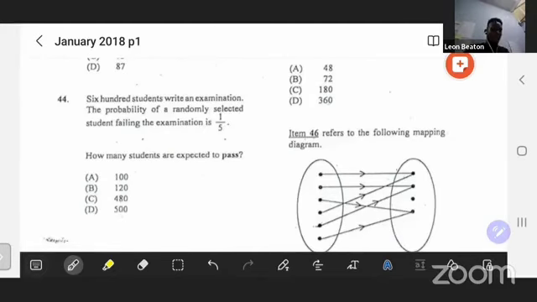Say 1 in 5 is the probability that students will fail. The probability of a student passing will be, of course, 4 in 5. So 600 students wrote the exam, so we've got to find 4 over 5 of 600. This is 4 over 5 times 600 over 1.